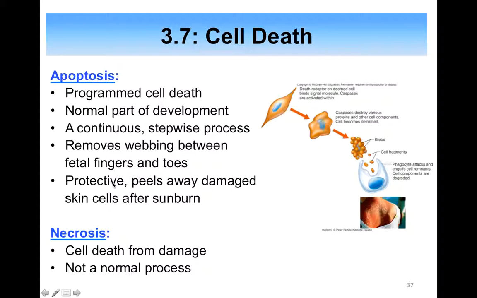There's also programmed cell death when we have damage to our skin from a sunburn, and it causes those cells to die off and be gotten rid of, and then new cells can form underneath.